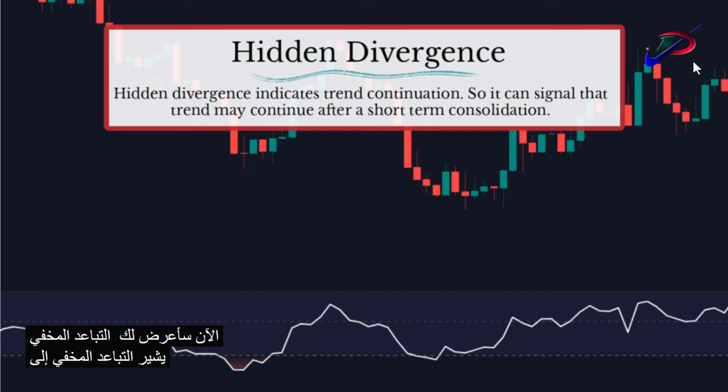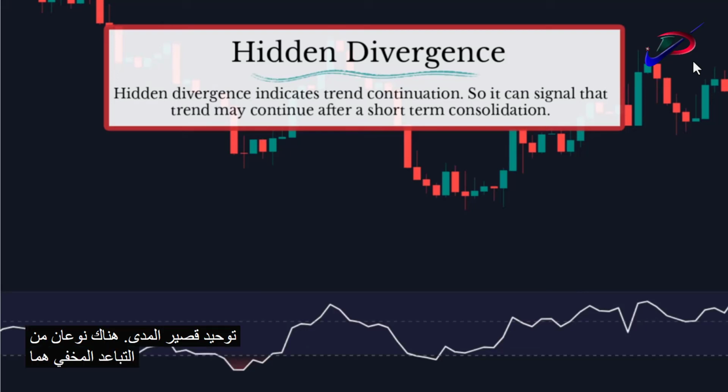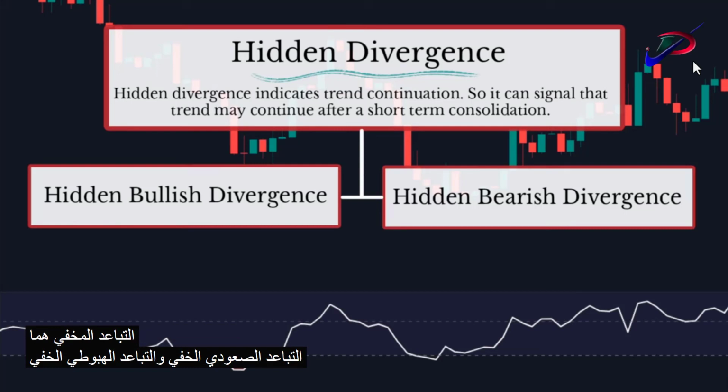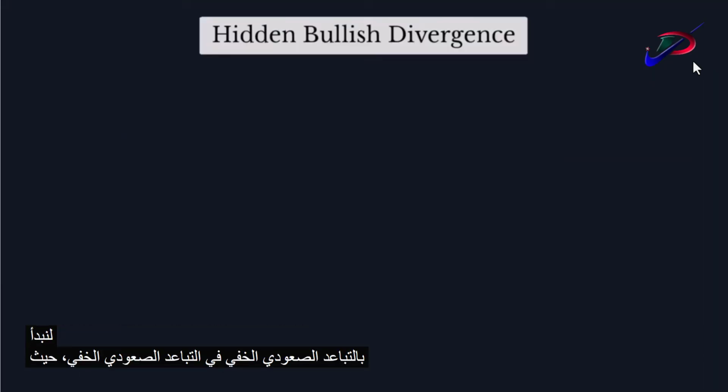Now I will show you hidden divergence. Hidden divergence indicates trend continuation, and it's different than regular divergence because hidden divergence occurs during a trend. So it can signal that trend may continue after a short-term consolidation. There are two types of hidden divergence. These are hidden bullish divergence and hidden bearish divergence. Let's start with hidden bullish divergence.